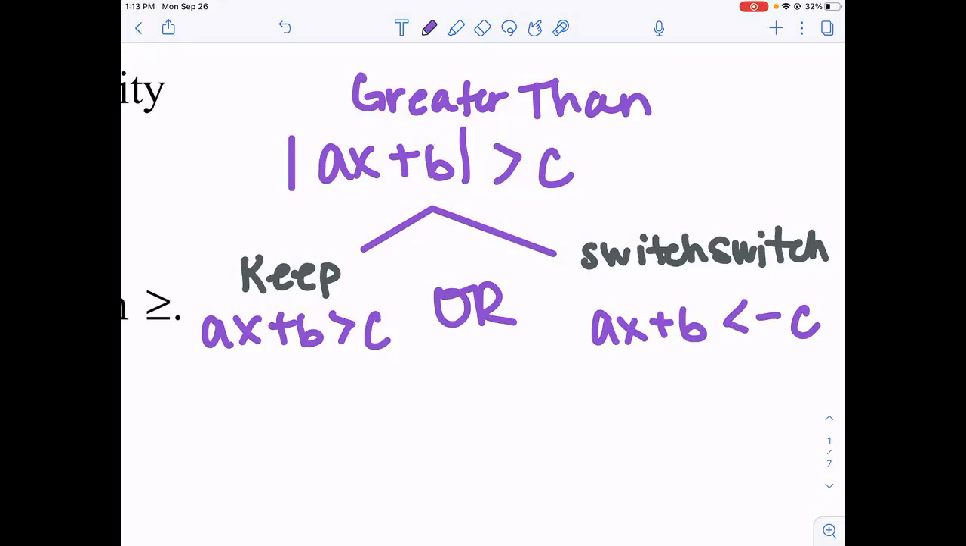And from there, we've been solving these inequalities the past couple days. So then from there, we just work on how we've been doing it.